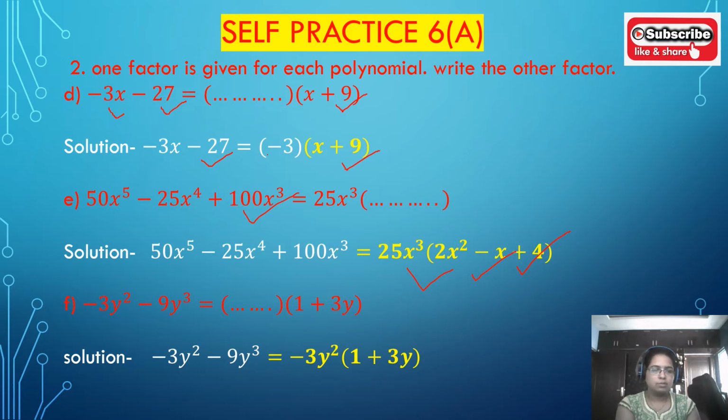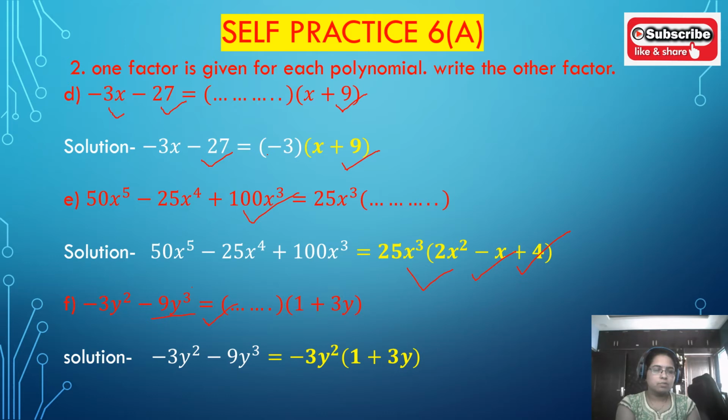Factorize: minus 3y square minus 9y cube equals dash multiplied with 1 plus 3y. Here y square is in the first term, and y cube is in the second term. So y square multiplied with 1 is y square, and y square multiplied with y is y cube. So here y square is the common factor, and minus 3 multiplied with 3 is minus 9.